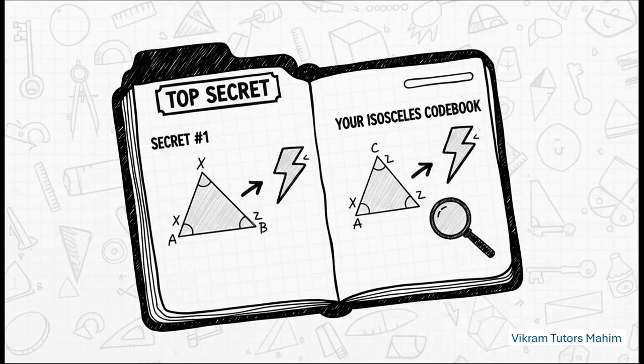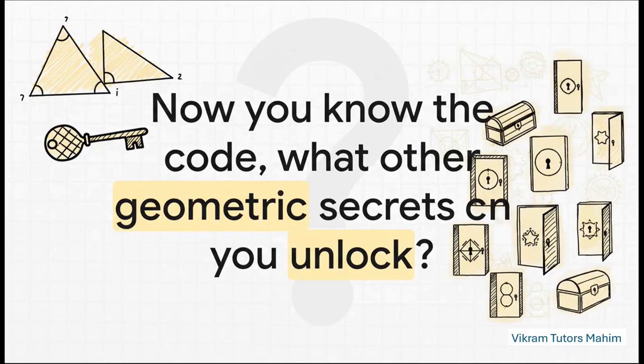Secret number 1, the power. Equal sides will always give you equal opposite angles. And secret number 2, the tell. Equal angles are a dead giveaway for equal opposite sides. If you master these 2 rules, you have the blueprint for solving a ton of geometric puzzles. But really, these 2 ideas are just the beginning. They're foundational tools that you can use to build even more complex ideas. So the real question I have for you is, now that you have the code, what other geometric secrets are you going to unlock?